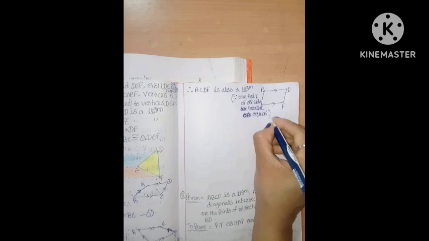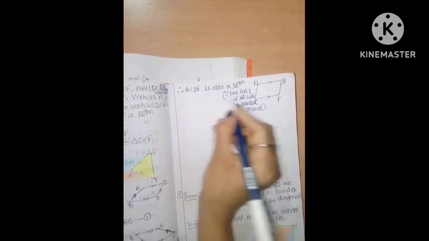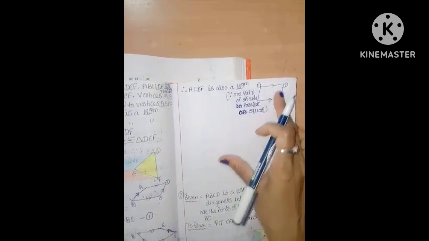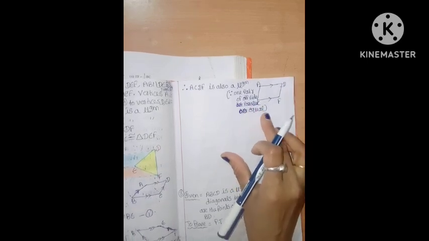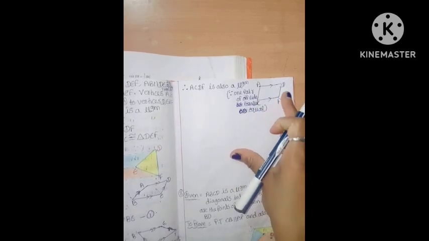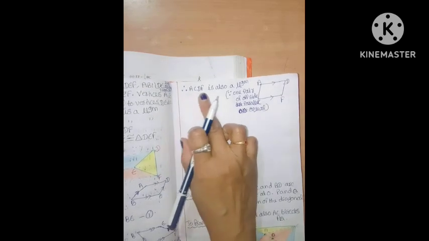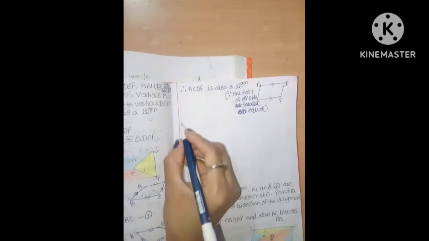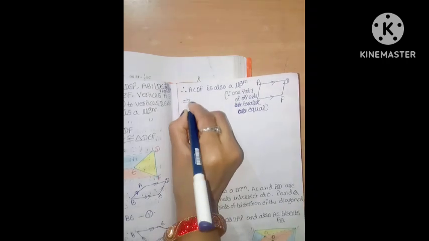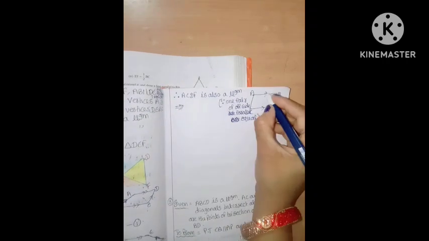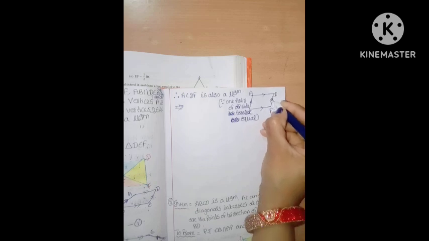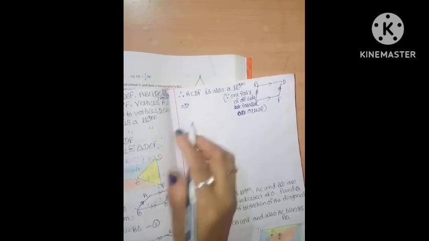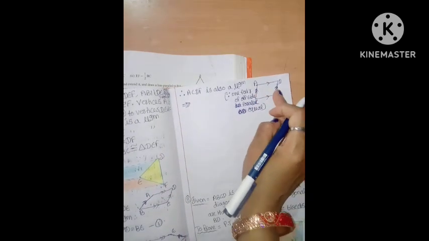Okay, are clear? So it is a parallelogram. One pair of opposite sides are parallel and equal in a quadrilateral. ACDF quadrilateral. So that's why ACDF is also a parallelogram. So it implies it is a parallelogram. So that's why the other pair is also parallel and equal. Why is it parallel and equal? Are you understood?